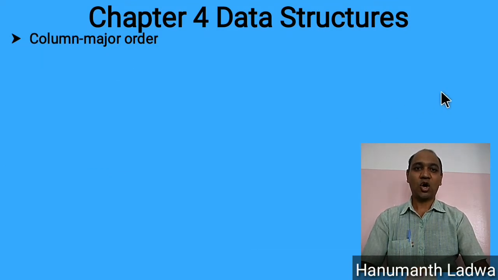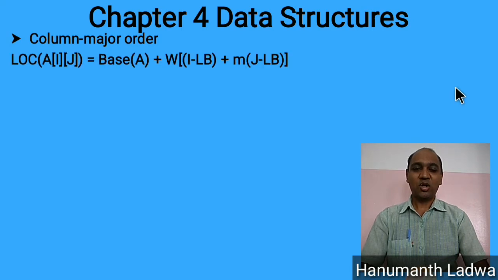Now we'll continue with column major order. In column major order we are going to insert elements column wise first. In order to access the location of each element in column major order, we are going to use this formula. Location of A of ij is equal to base of A plus W. Inside the square bracket, we are going to write i minus LB plus M, which represents the rows, times j minus LB, that is the lower bound, and it is always 0.